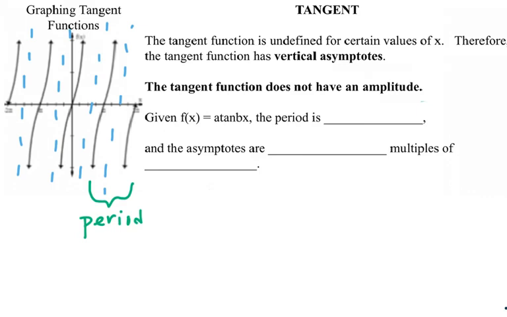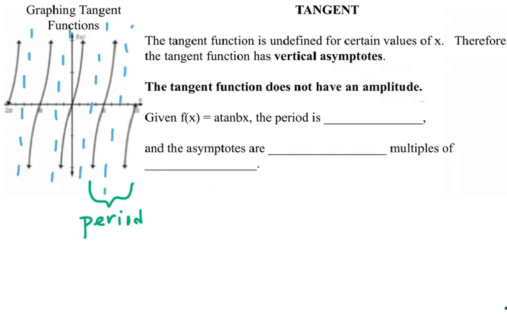And then you actually don't even have an amplitude for these. Okay, so if we look at the words, the tangent function is undefined for certain values of x, therefore the tangent function has vertical asymptotes, which is what I did in those little blue lines, they look like rain. The tangent does not have an amplitude, so if it asks you to find an amplitude, it's going to be no answer, because you don't have one.